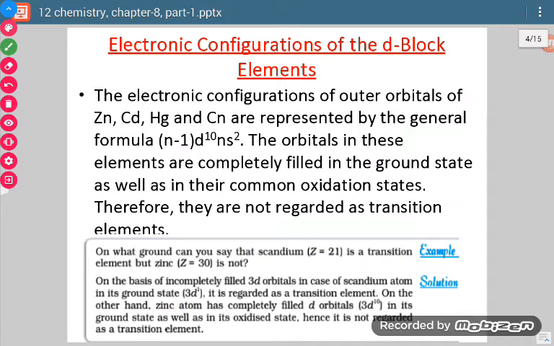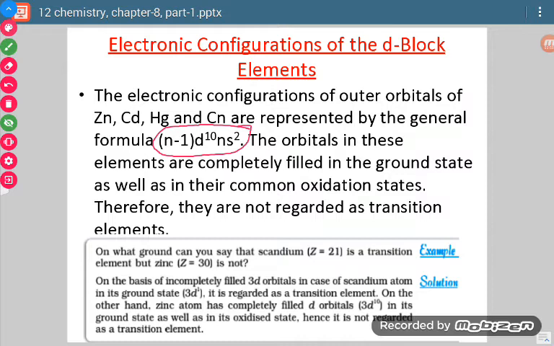Now what about electronic configuration? What is the valence shell electronic configuration? The valence shell electronic configuration for D block elements is n-1d 1 to 10, ns 1 or 2. Here we are going to discuss one more thing. Sometimes we are asked what do you mean by transition metals?